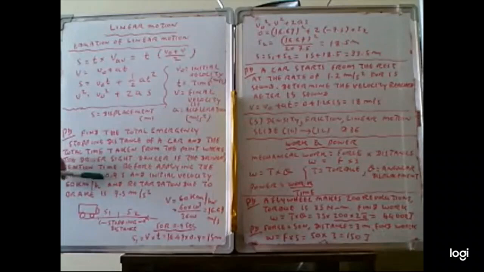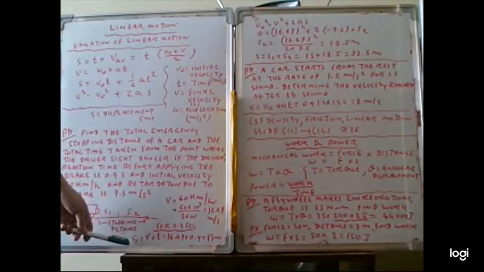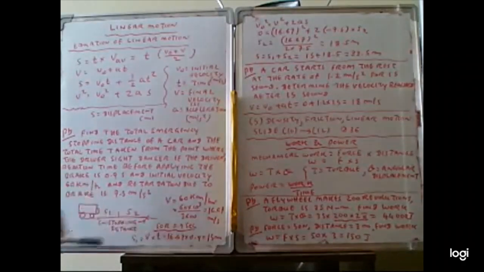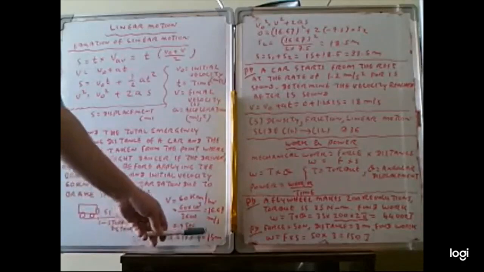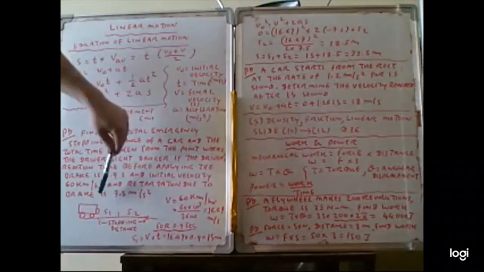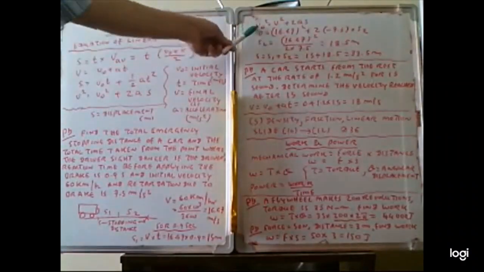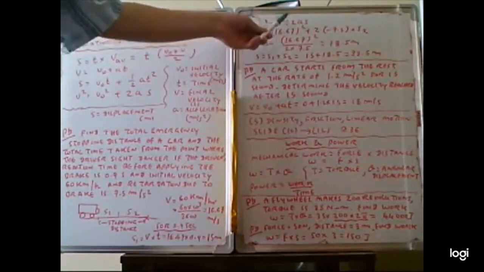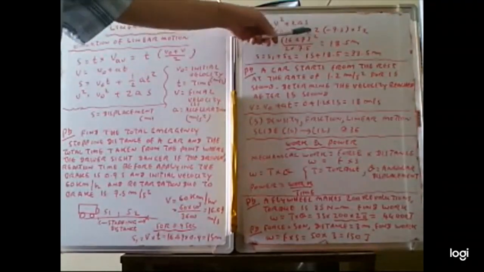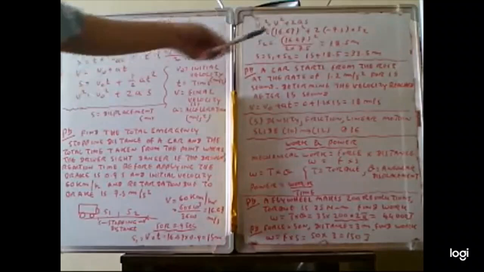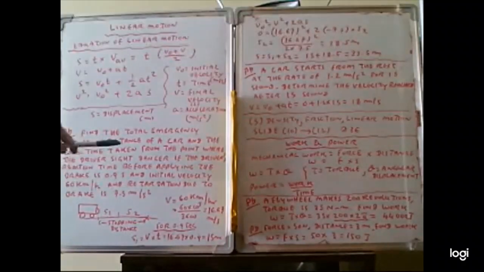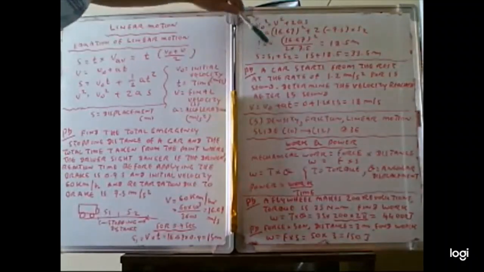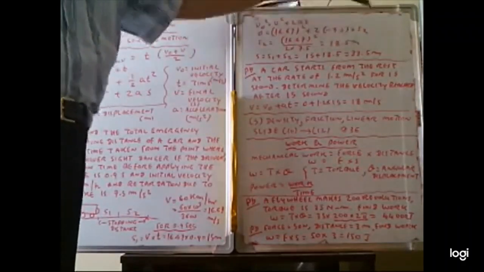The time taken for this driver to apply the brake is 0.9 seconds. So for the 0.9 seconds, the car is moving at 16.67 m/s. So the initial displacement S1 can be calculated as V multiplied by T. The velocity is 16.67, time is 0.9, so we get 15 meters. After that, he applies the brake and the car is going to stop. So final velocity is 0, initial velocity is 16.67 m/s. V squared is equal to V0 squared plus 2AS. 0 is equal to 16.67 squared plus 2 times the retardation of 7.5 m/s squared, and then S2. So S2 is 18.5. Total distance S is equal to S1 plus S2, so 15 plus 18.5 equals 33.5 meters.